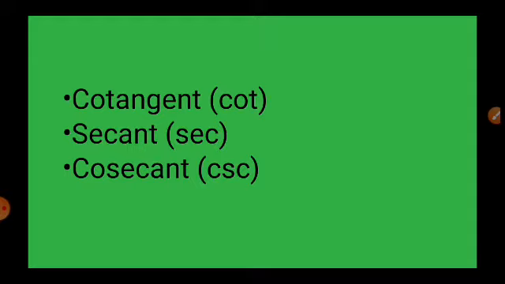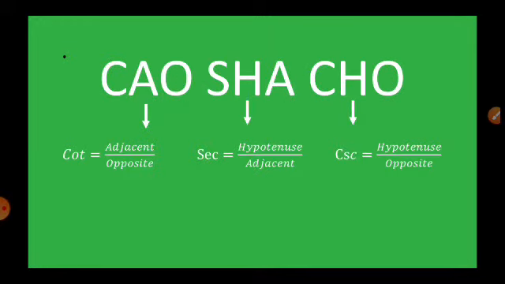So the cotangent is contracted as COT. Secant is SEC and cosecant is CSC. So this contraction is what we usually see in equations or in solutions in trigonometry. So what does CAO-SHA-CHO mean? CAO-SHA-CHO stands for those three functions, the cotangent, secant, and cosecant.